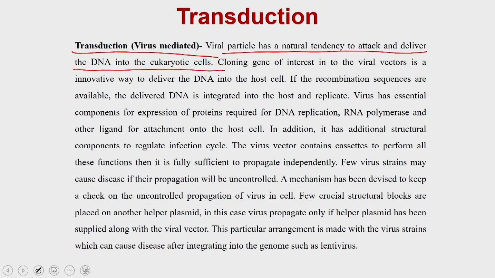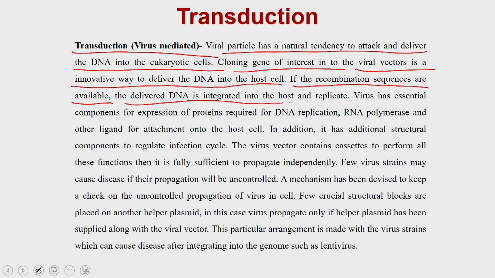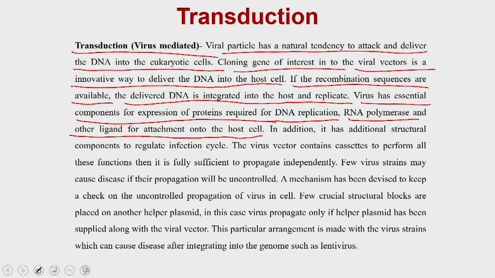So the virus particles have the natural tendency to attack and deliver the DNA into the eukaryotic cell. Cloning a gene of interest into a viral vector is an innovative way to deliver the DNA into the host cells. If the gene or the adjoining recombination sequences are also provided, then the delivered DNA is going to be integrated into the host, and that is how it is going to replicate along with the mammalian cells. The virus has the essential components for expression of proteins required for DNA replication, RNA polymerase and other ligands for attachment onto the cell.